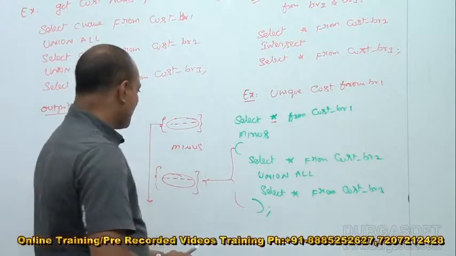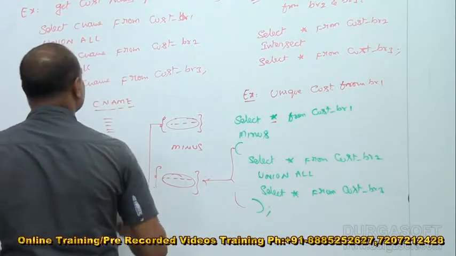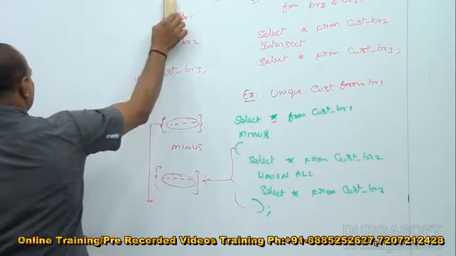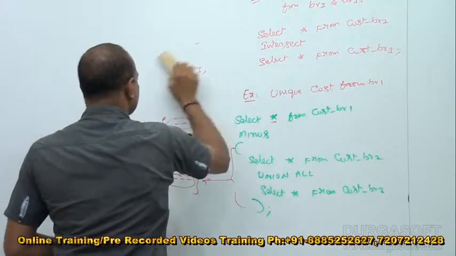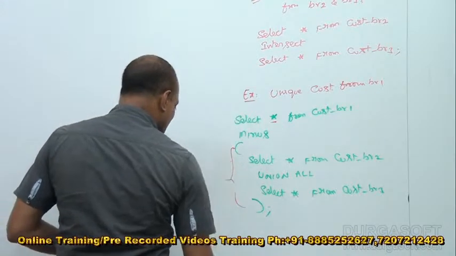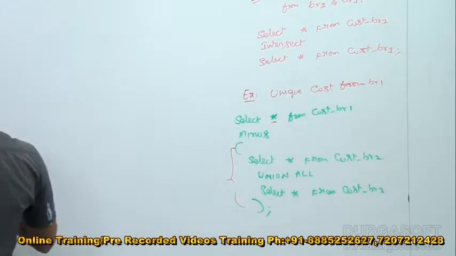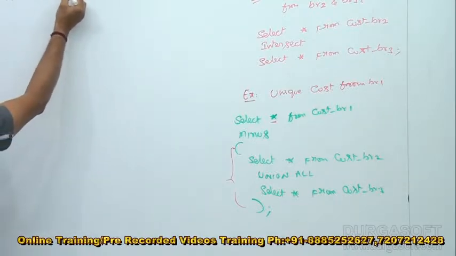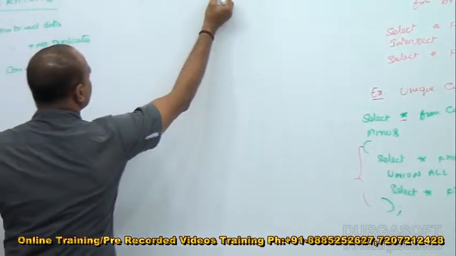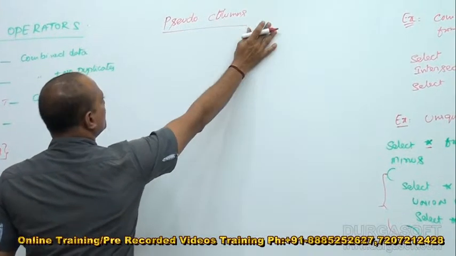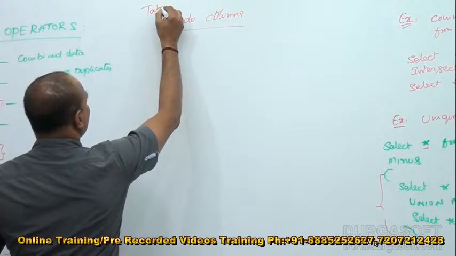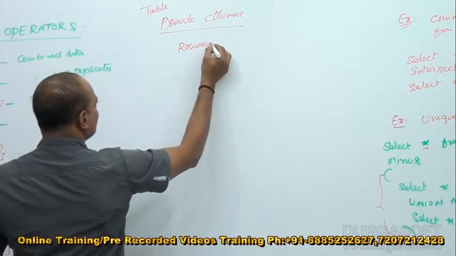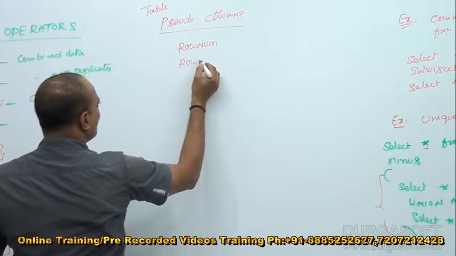Okay. So before going to discuss the practical session, let me introduce you to pseudo columns also. Why? Because in ETL operations, everyone has to use the pseudo column ROWNUM. What are the pseudo columns in Oracle? Generally, there are 2 table pseudo columns: ROWNUM and ROWID.